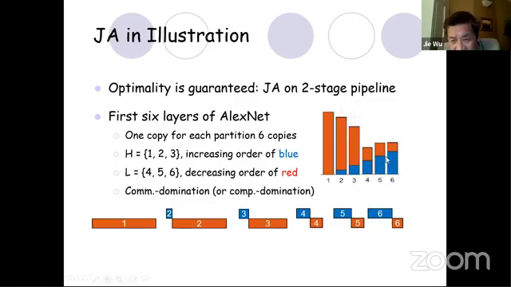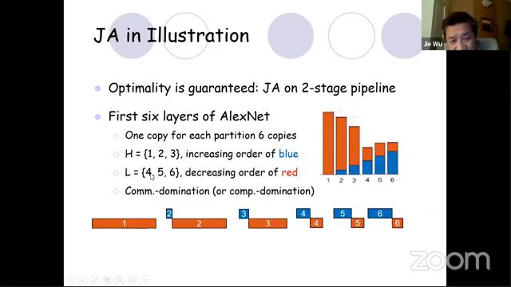Suppose we already did a cut. We just compare the blue and the red one. For the ones that have a larger red, meaning more communication, you put them in the H group. So you can see that 1, 2, 3 have more red than blue. How do you arrange the order? It says increasing order of blue, which is exactly 1, 2, 3. Then for 4, 5, 6, blue is more than red, so the order should be decreasing order of red, which is just 4, 5, 6.